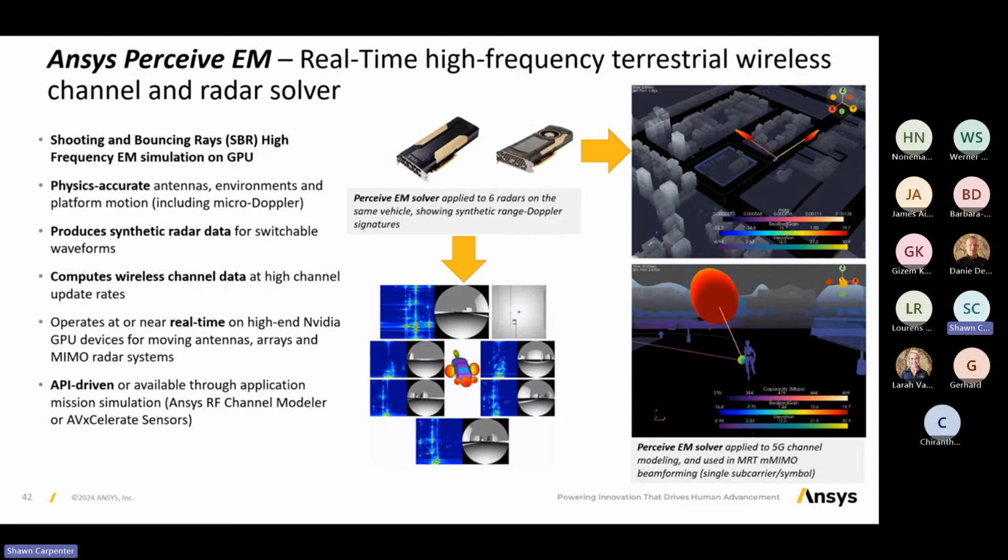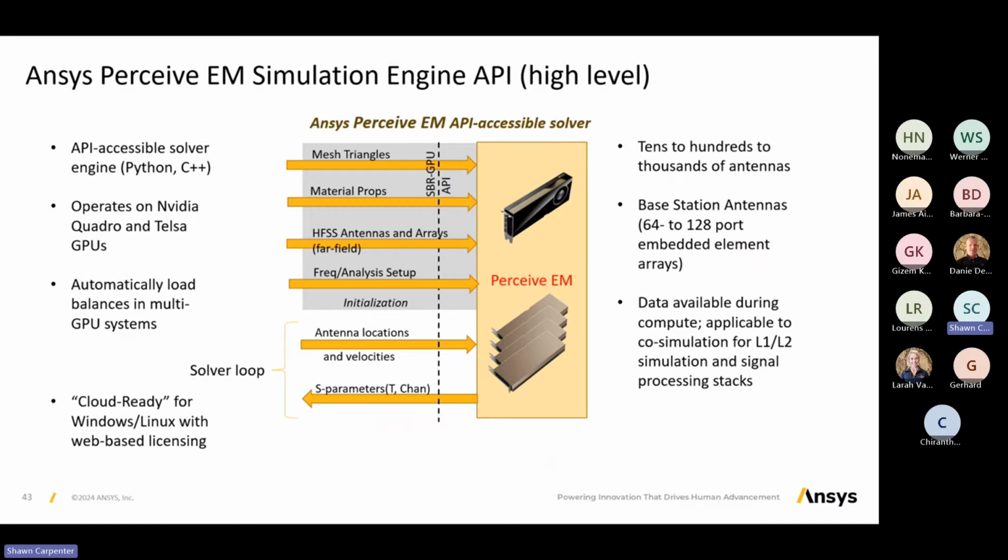Now, this is an API-driven simulation engine. So this is something that people can connect to using C++ or Python programming scripts. It operates on high-end NVIDIA Quadro and Tesla GPUs, and will automatically load balance on nodes that might be equipped with multiple GPUs if you're looking at very large problems. So we've already developed the ability to parallelize across multi-GPUs, but you'll find very good performance on a GPU that would contain about 12 gigabytes to 16 gigabytes of onboard RAM.